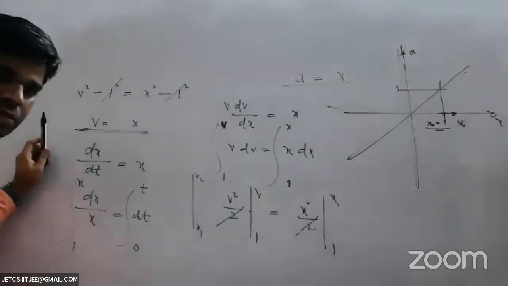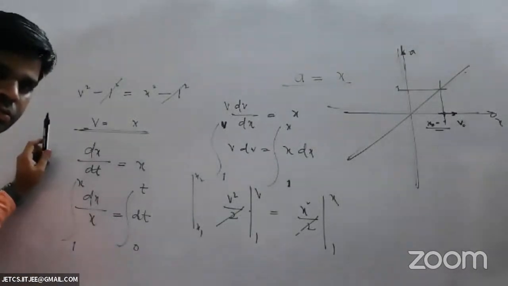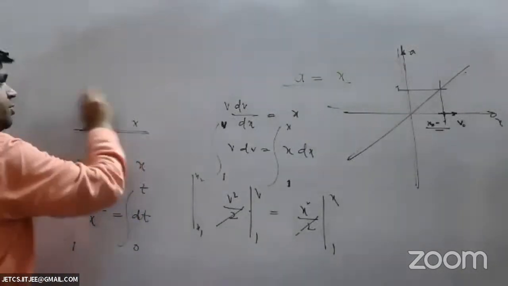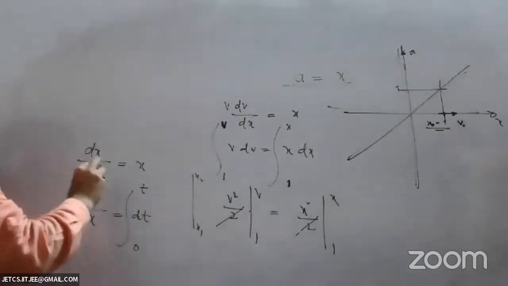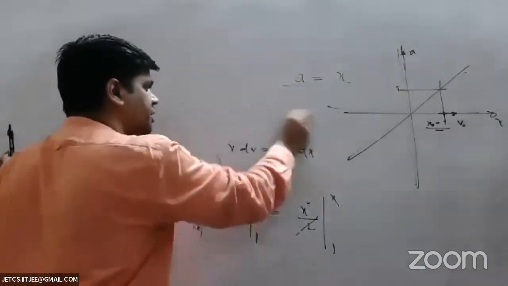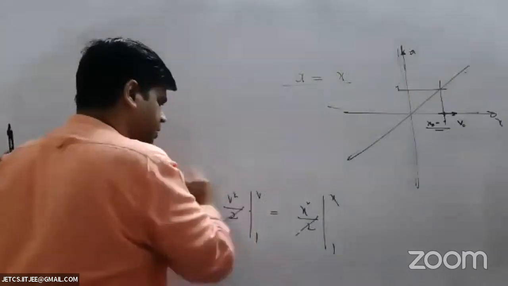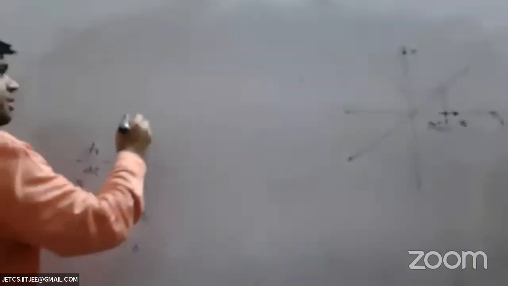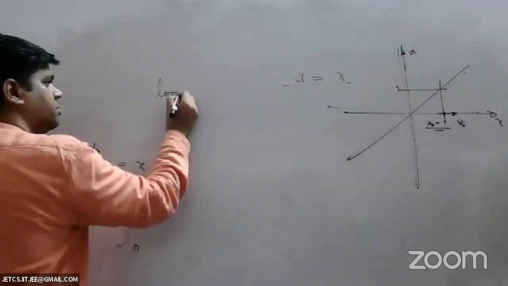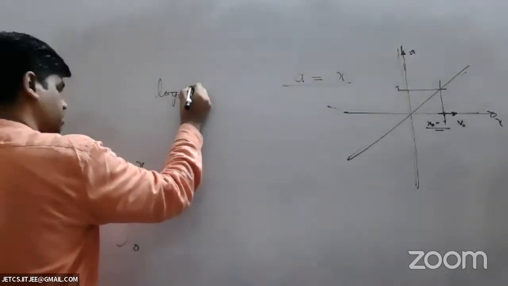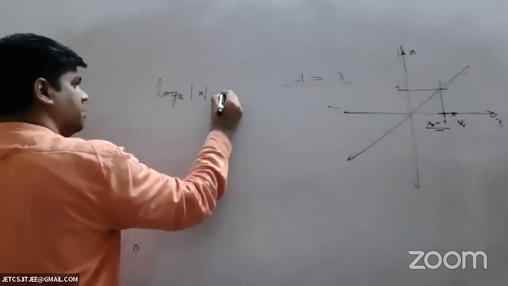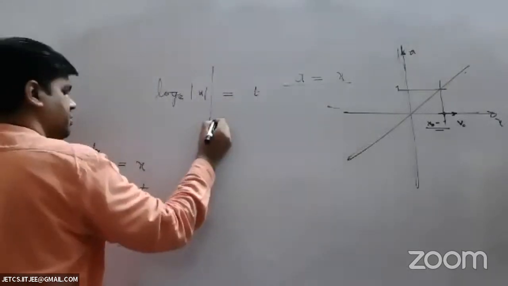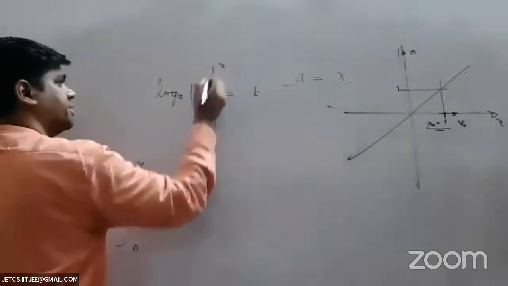Log mod x comes. ln mod x comes, that's okay. You don't know the formula, no? That's okay. So I'll tell you the formula. The formula for dx by x is log mod x, which is equal to t under limits 1 to x.